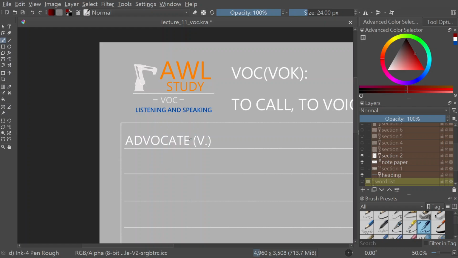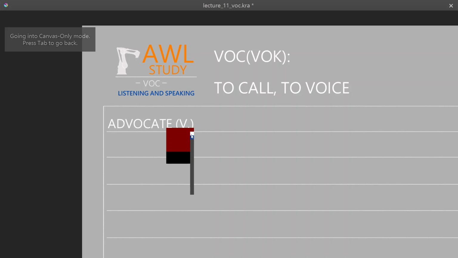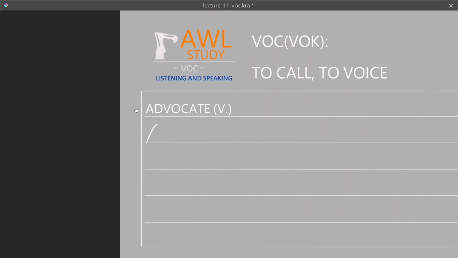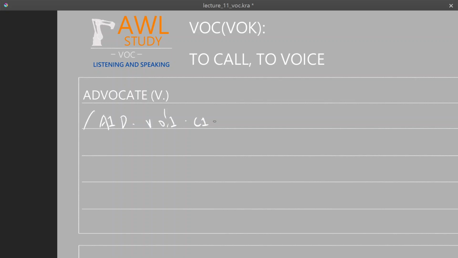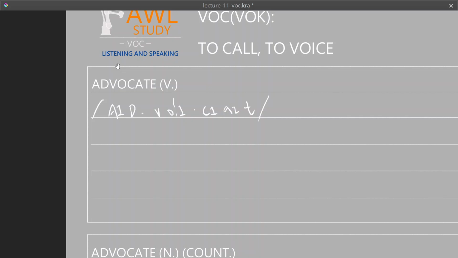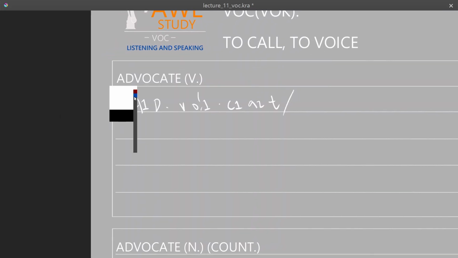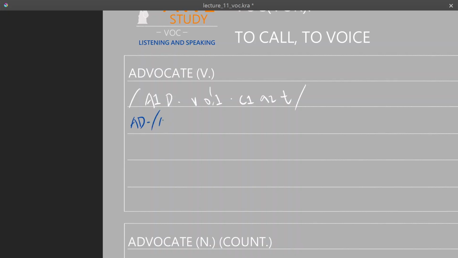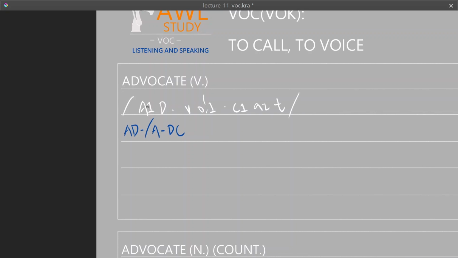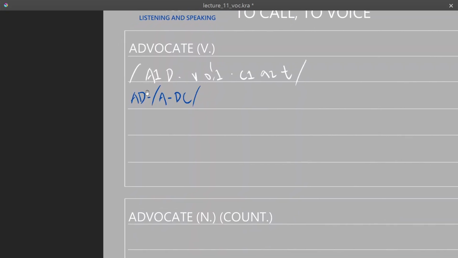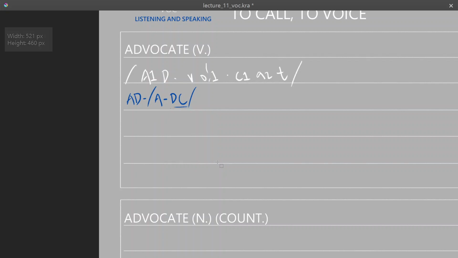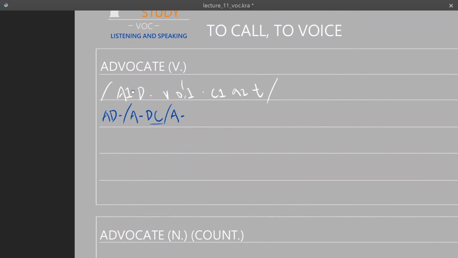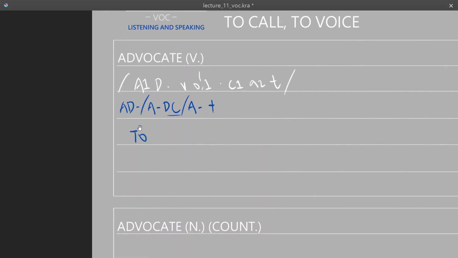Advocate. So we have the prefix ad, its variants a followed by a double consonant: ac, af, ag, al, am, an, ap, ar, as, at. A double consonant, or it could be the a itself, meaning to or toward.